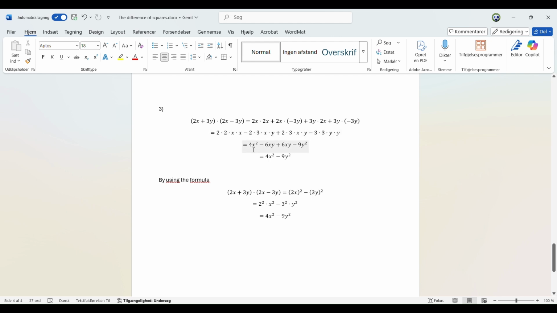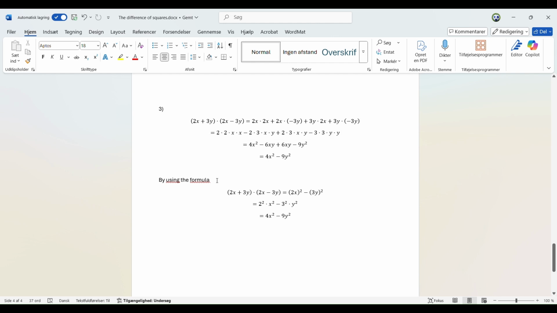And 2 times 2, that's 4, x times x, that's x squared, minus 2 times 3 times x times y is equal to this, minus 6xy, plus 2 times 3 times x times y is equal to plus 6xy, and minus 3 times 3 times y times y is equal to minus 9y squared. They negate each other in the middle here, so they equal 0. And we've got 4x squared minus 9y squared. That is our result of multiplying these two parentheses.